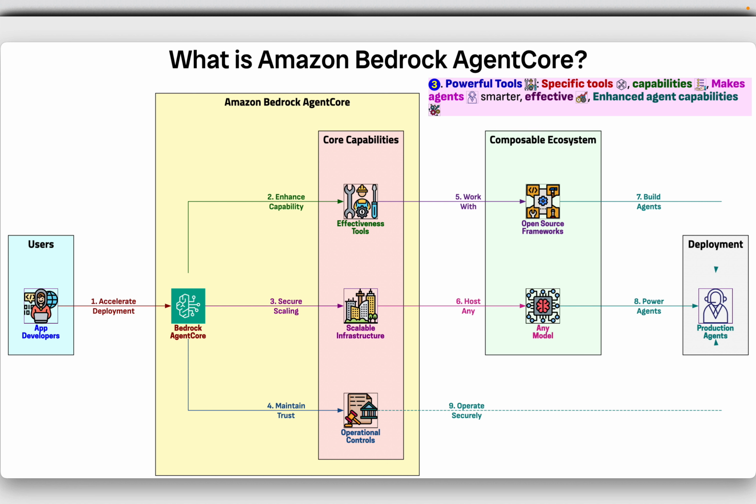The service gives you specific tools and capabilities designed to make your agents smarter, more effective, and more capable. It includes infrastructure that is purpose-built to help you scale your agents securely, along with controls to make sure they operate trustworthily. You don't have to choose between flexibility and security. AgentCore services are composable and work with any model and popular open source frameworks, giving you the best of both worlds.